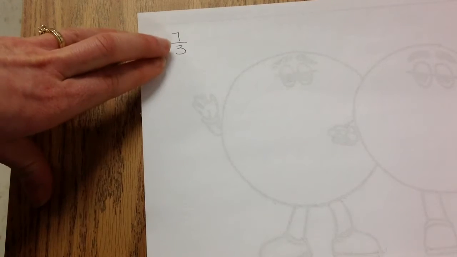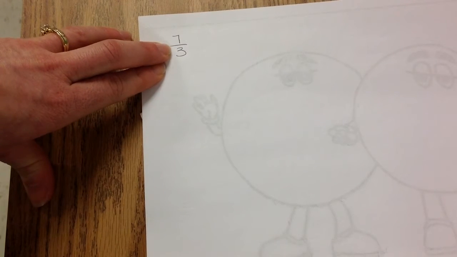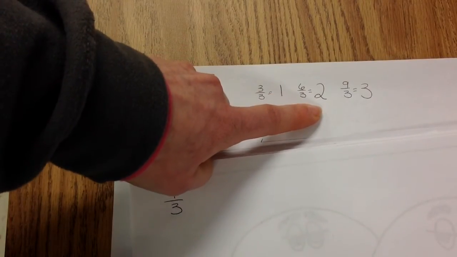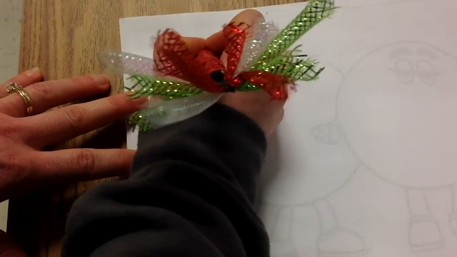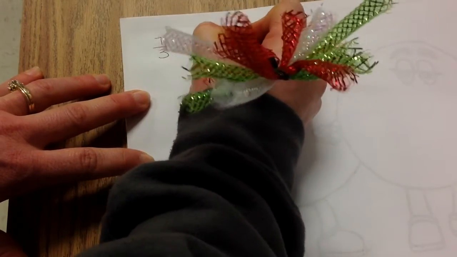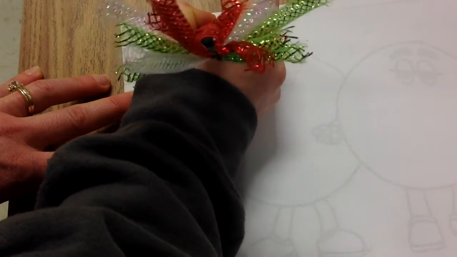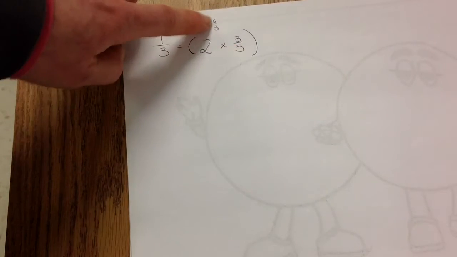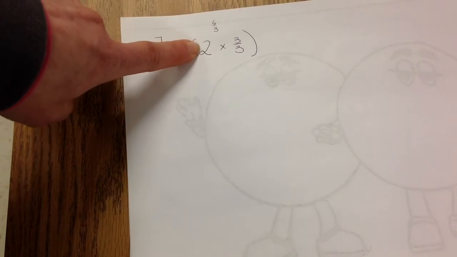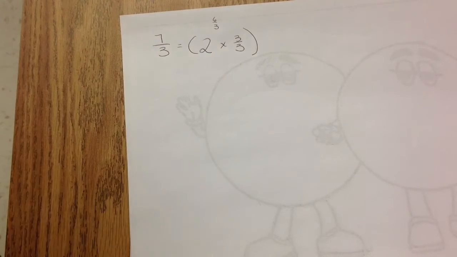The last part of this lesson is taking our fraction into a mixed number and using multiplication to create it. So here's our improper fraction, 7/3. How many groups of 3/3 are in 7/3? Well, we found last time that there are 2 groups of 3/3. So we're going to pull out 2 groups of 3/3, because that gives us 6/3, right? Does that give us 6/3? Yeah, 2 groups of 3/3 gives us 6/3.